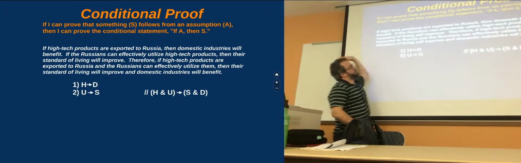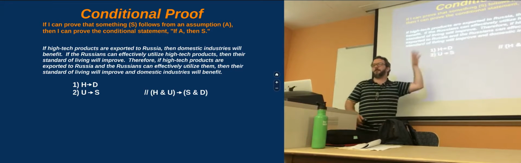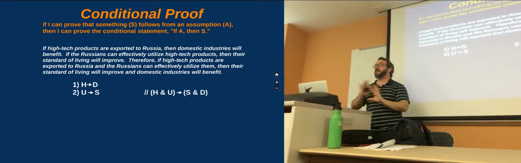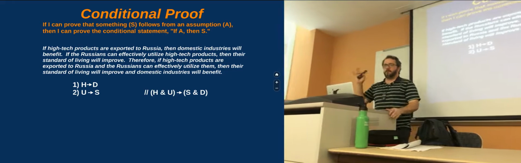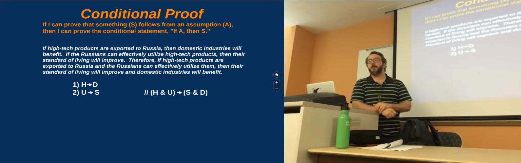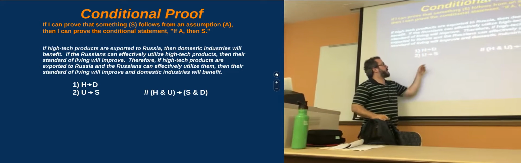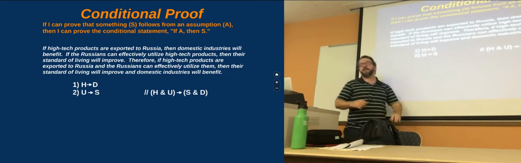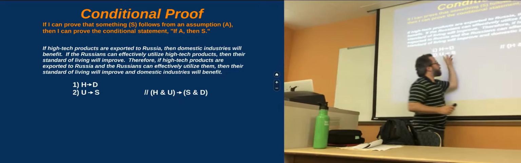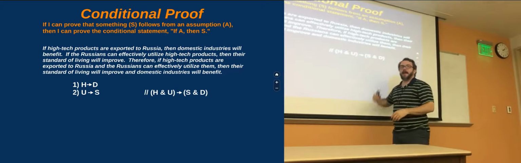Let's say we've got the big, huge natural language argument here. Who cares what the natural language argument says? Who cares about the content? I'm only concerned about the form, insofar as I'm worried about whether or not the conclusion can be validly drawn from the premises. So essentially what I have are these 2 premises: if H then D, if U then S, and what I want to prove from these 2 things is if H and U, then S and D.